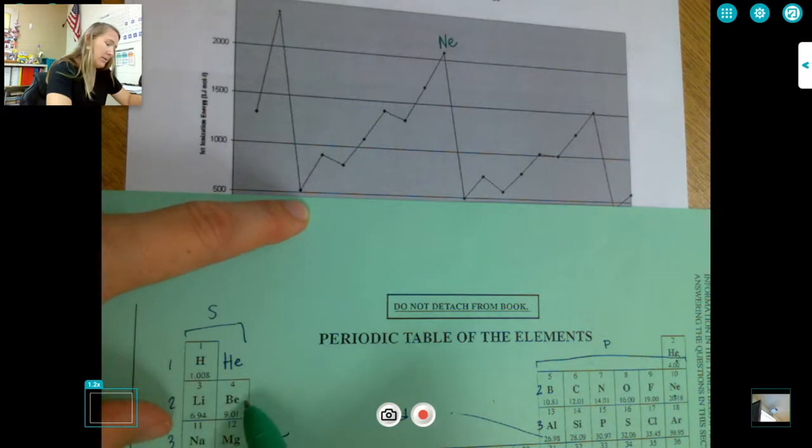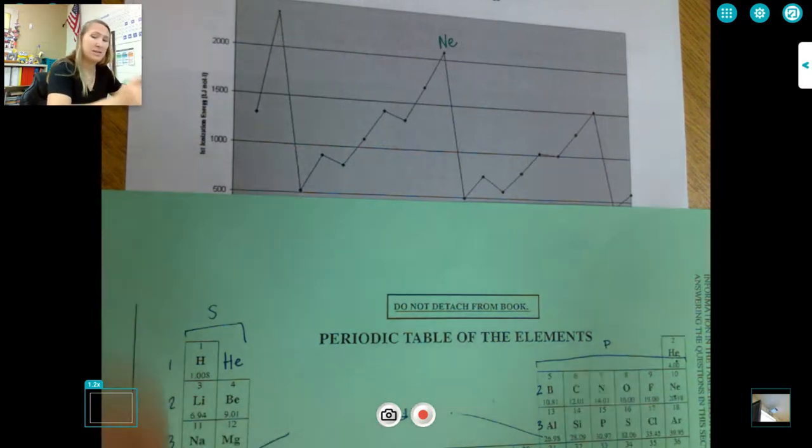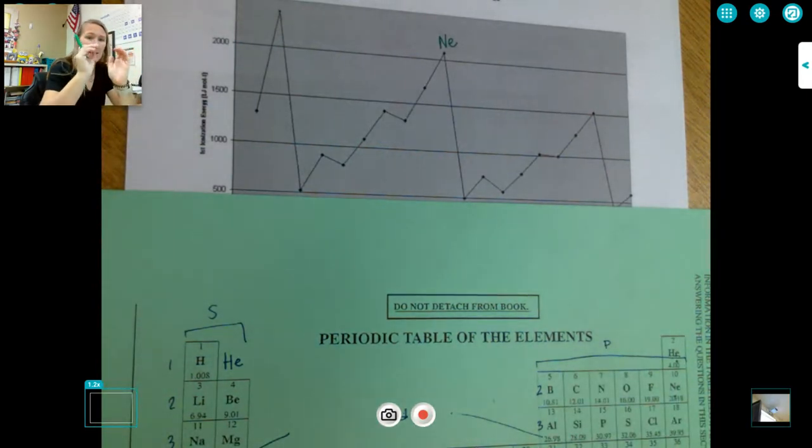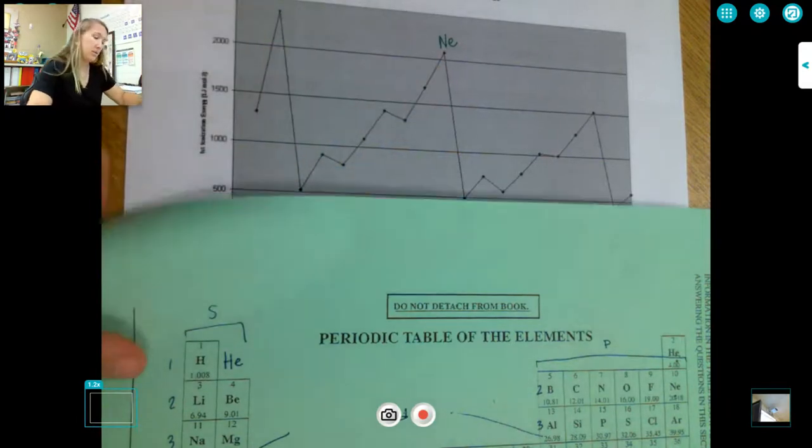But now I'm adding to the same shell. So they're not getting further away. They're not increasing shielding because they're within the same shell. And my nuclear charge now is starting to creep up. And because they're at the same distance away, and I'm increasing my nuclear charge, well, now they're having more attraction. And we can see that here in our chart.